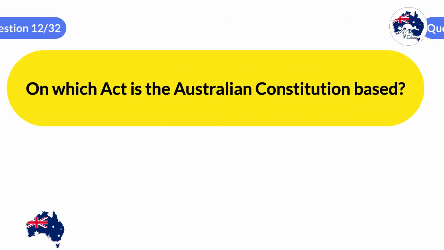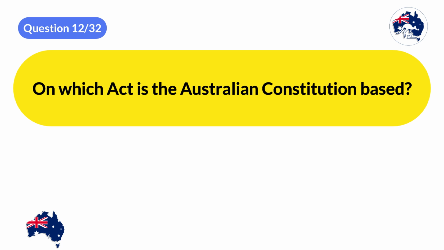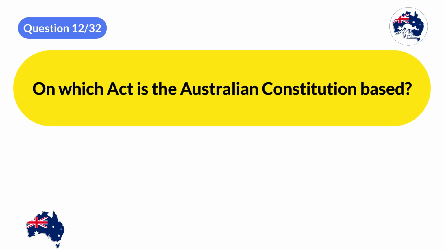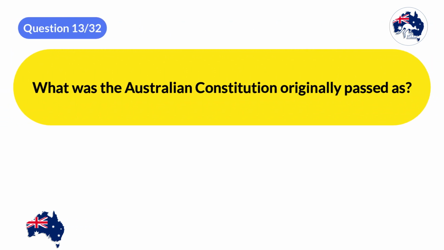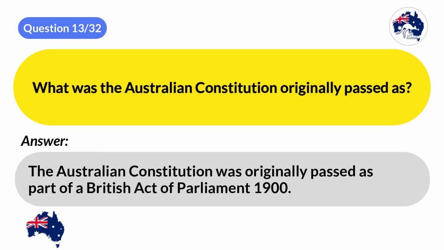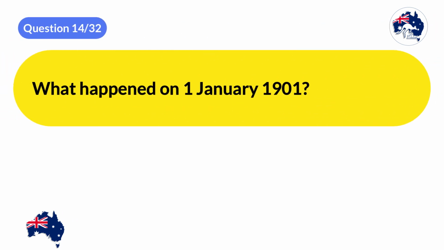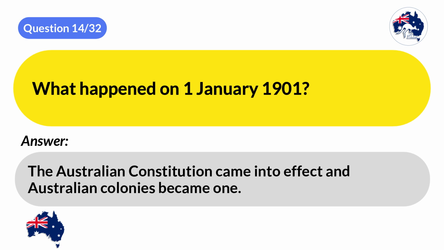On which Act is the Australian Constitution based? The Commonwealth of Australia Constitution Act 1900. What was the Australian Constitution originally passed as? The Australian Constitution was originally passed as part of a British Act of Parliament 1900. What happened on January 1, 1901? The Australian Constitution came into effect and Australian colonies became one.